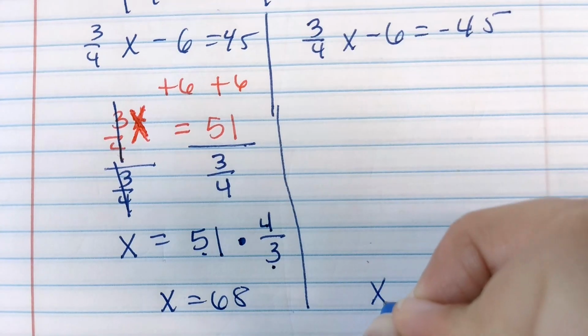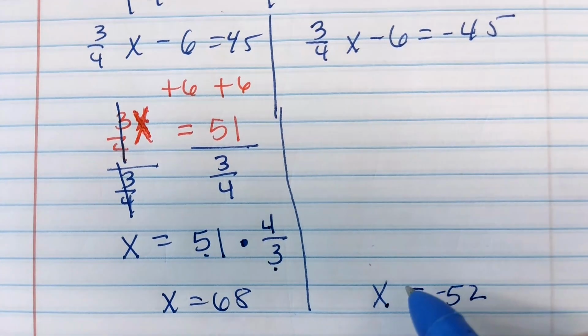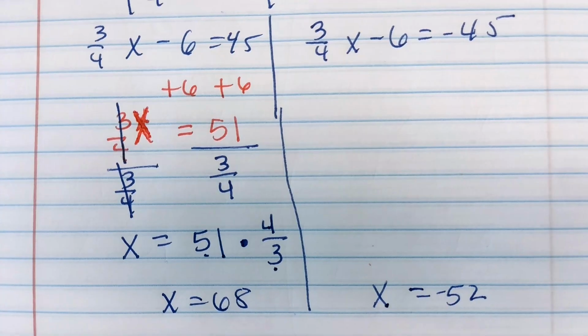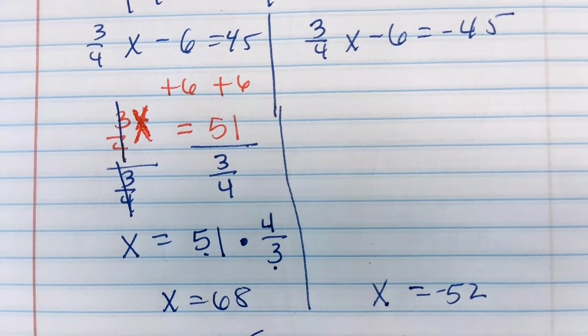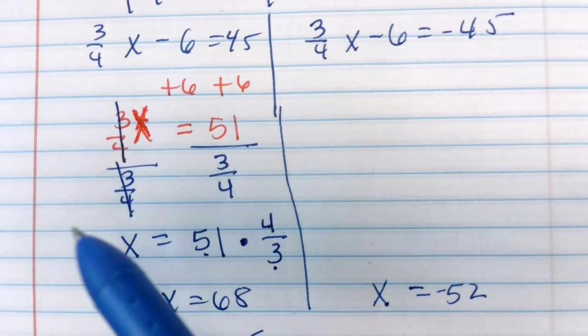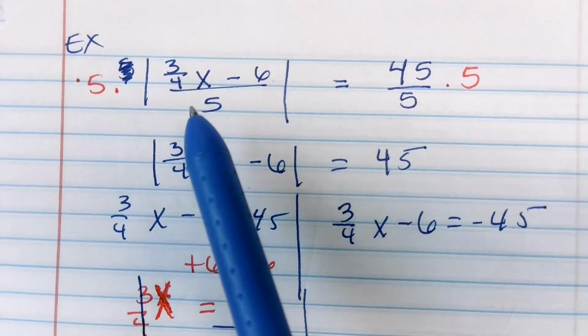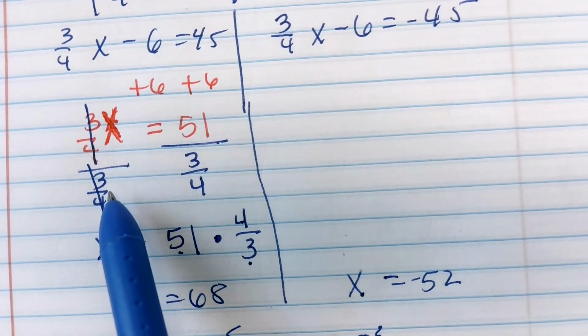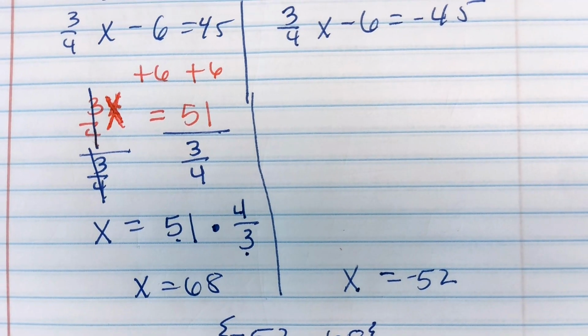And when you figure out this one, you should get negative 52. So if you want to work this side, see if you can do the keep change flip, you should get negative 52. To give us negative 52 and 68 for this one. So you can get rid of the fractions by multiplying by the fraction, or dividing by the fraction and then using keep change flip, which becomes multiplying times the reciprocal.